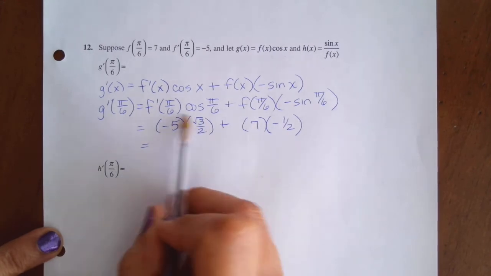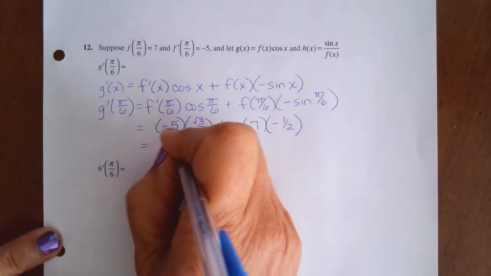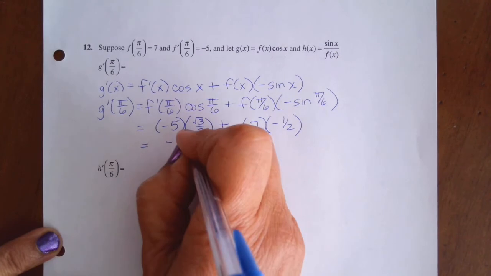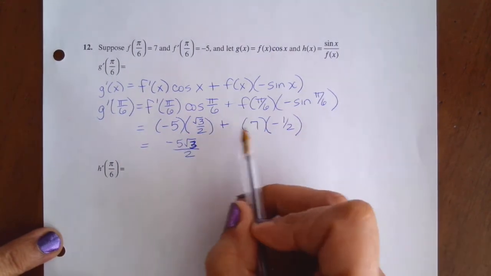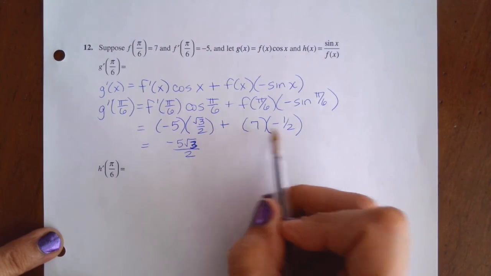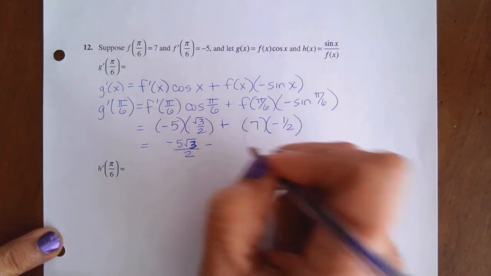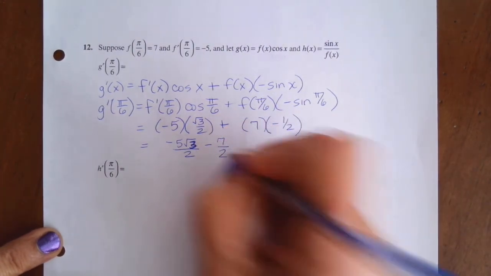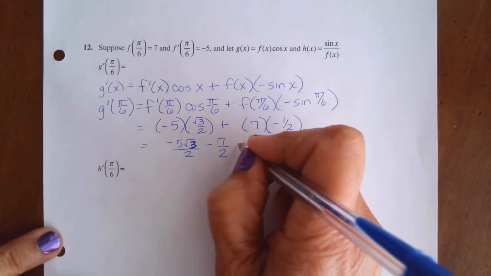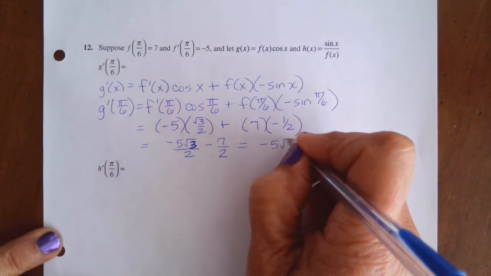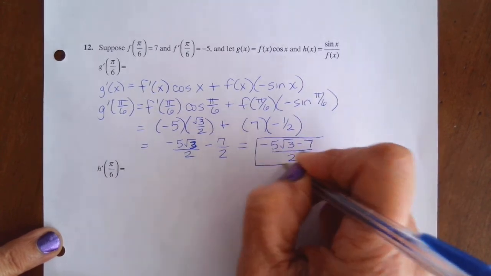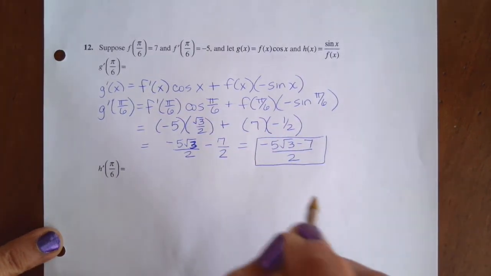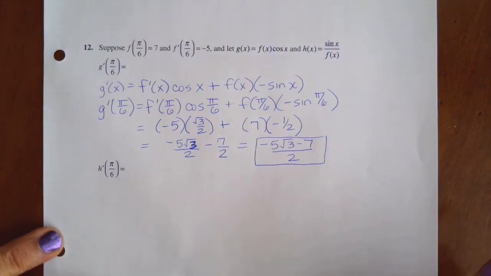So multiply this together, that gives you negative 5 square root of 3 over 2, square root of 3 over 2. And then plus, and you got 7 times negative 1/2, so it's going to be minus 7/2. That's fine to leave it like that. Since you have a common denominator, we can write it this way. Okay? So there's your answer.